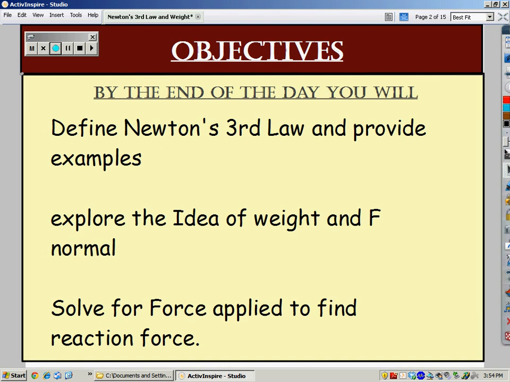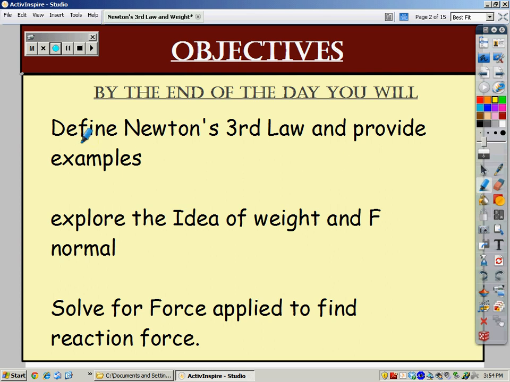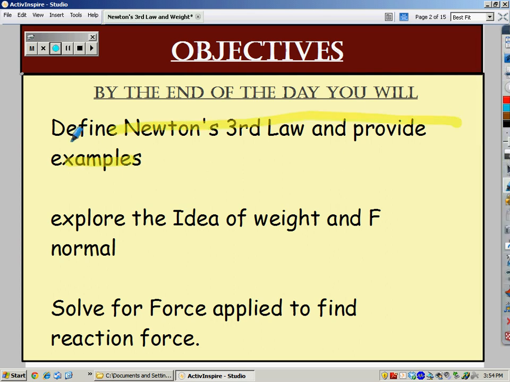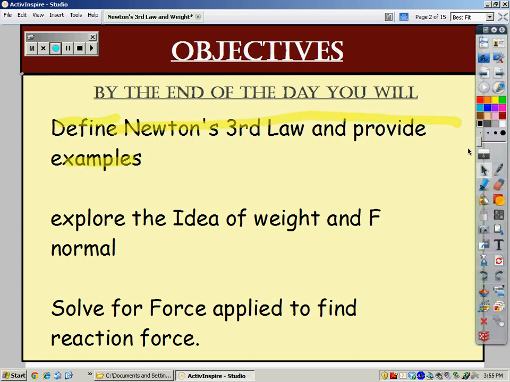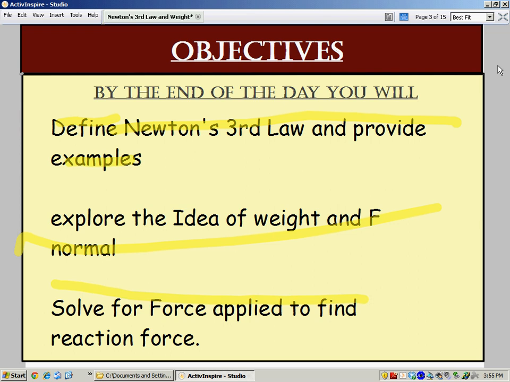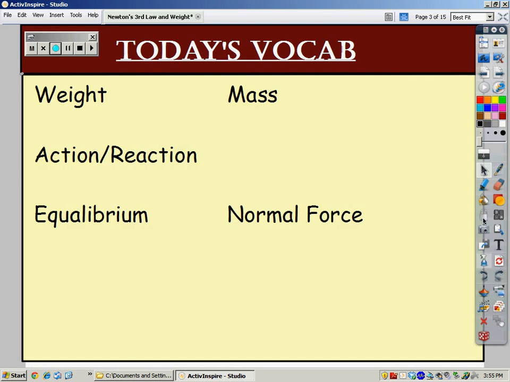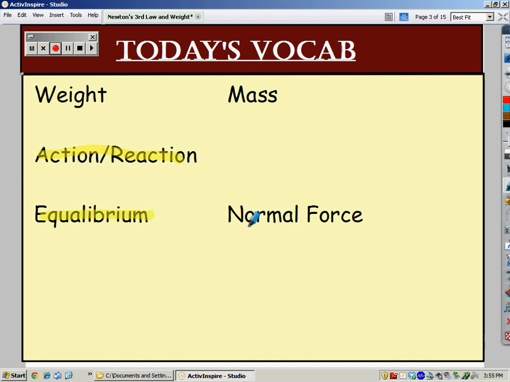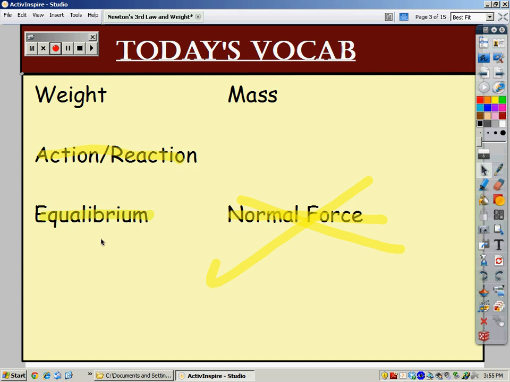Basic idea will be this today. Define Newton's third law and provide examples. This will be kind of the proficient and the advanced portion. Alright, first thing. Action-reaction is a new term, and so is equilibrium. The normal force we'll get to on the next video. We're going to focus on these ones today.